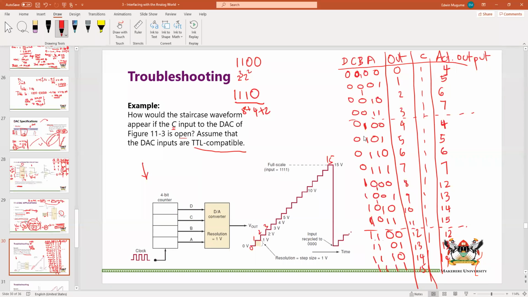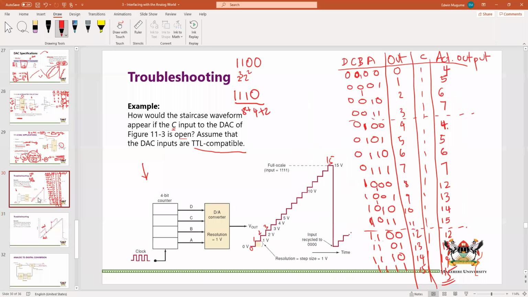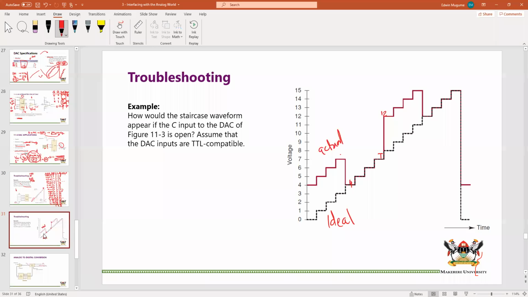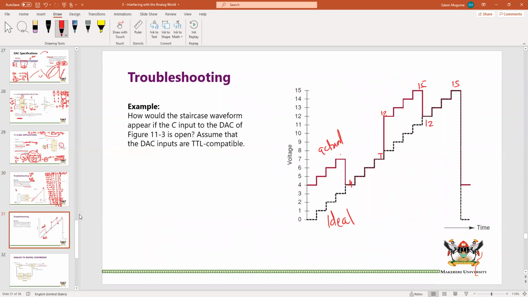12, 13, 14, 15. So if you draw this now, this staircase, instead of 0, you start at 4 and then go back to 4, you'll have something like this. You can see this black one is supposed to be the ideal one, and this is the actual one. You first start at 4, go to 7, then jump back to 4, 5, 6 to 7. At 7, you jump to 12, as we have seen in our table. From 7, you jump to 12. 13, 14, 15. Then you jump back to 12, as we saw in our table, and then 13, 14, 15, which is there.